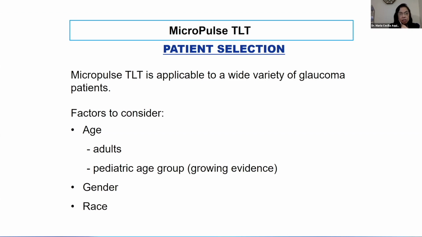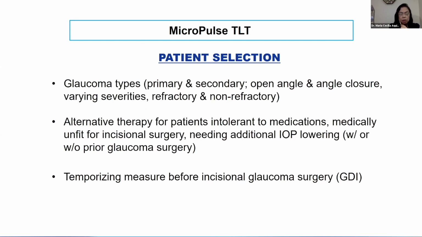As for gender, there's no restriction, and for race, no limitation. It can be applied to practically all glaucoma types, whether primary, secondary, open angle, angle closure, refractory or non-refractory. But we must bear in mind that response to treatment may vary depending on the type.